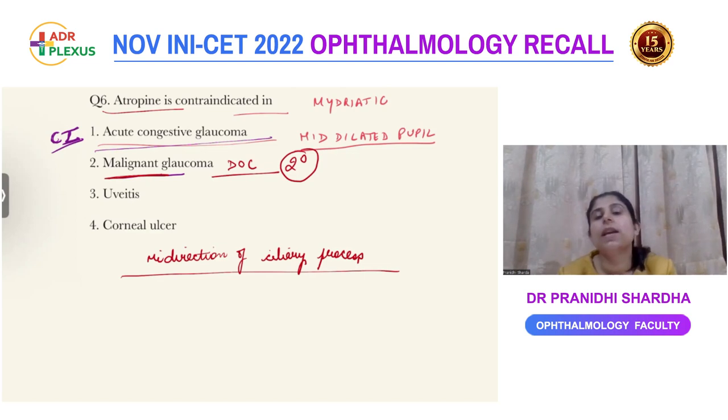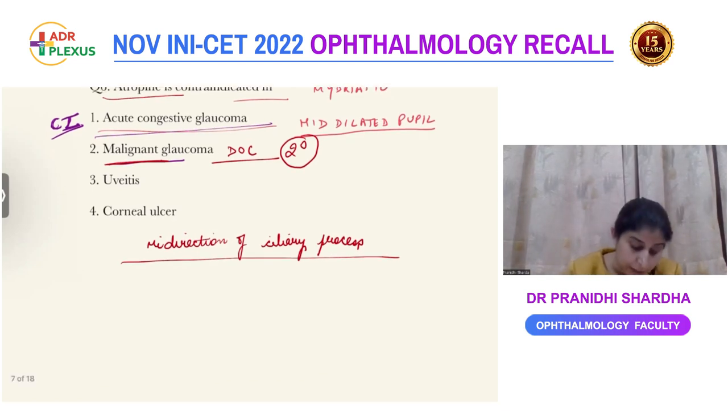Because due to the misdirection of the ciliary processes, the aqueous humor gets collected behind the lens and the vitreous. So there is shifting of the lens diaphragm, and there is angle closure glaucoma due to the misdirection of ciliary processes. In such a condition, atropine is the drug of choice, so that the pupil gets dilated and the misdirection of ciliary processes gets corrected.